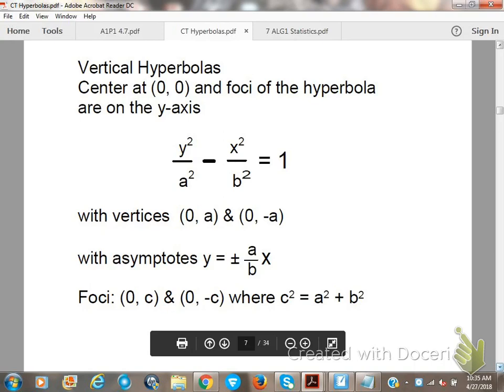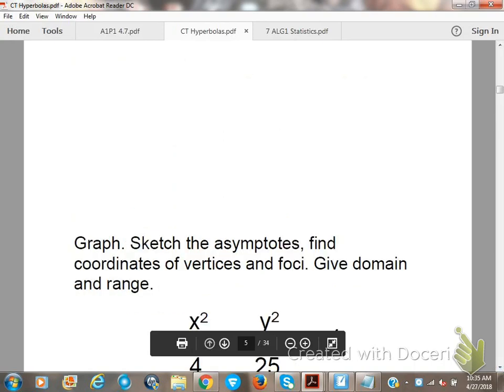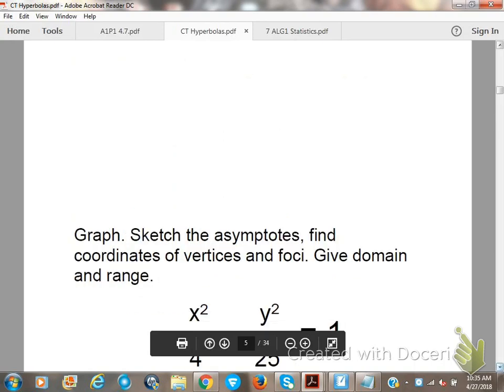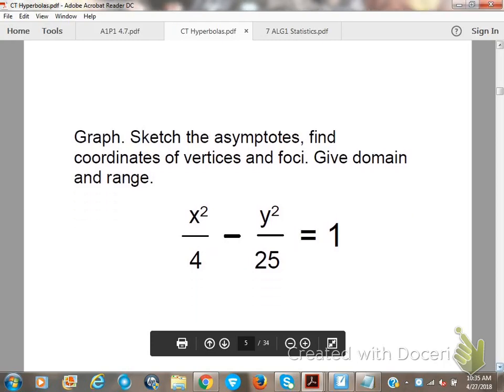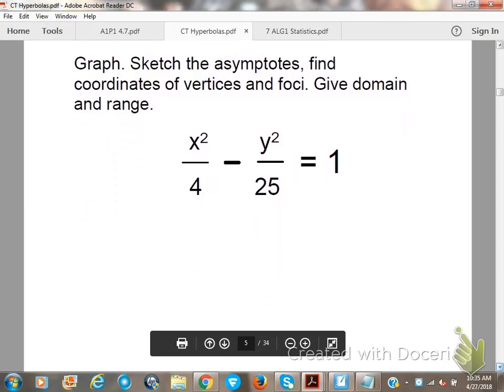Alright, everybody good at this one? Okay, let's look at a couple of examples. Let's take a look at if we've got x squared over 4 minus y squared over 25 equals 1. Again, it's always got to equal 1. So with the ellipses and hyperbolas, they always have to equal 1.